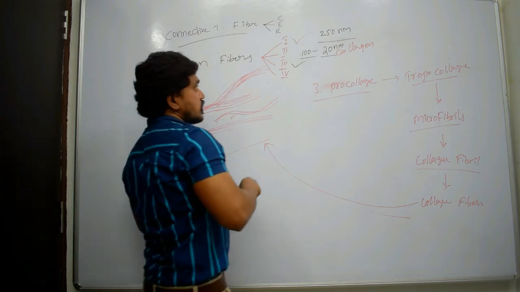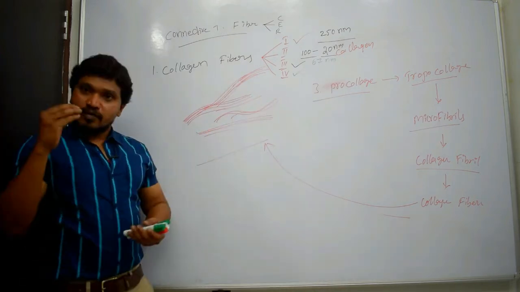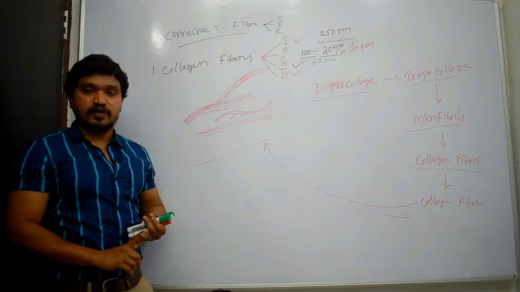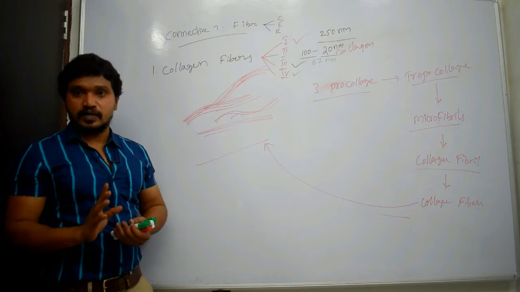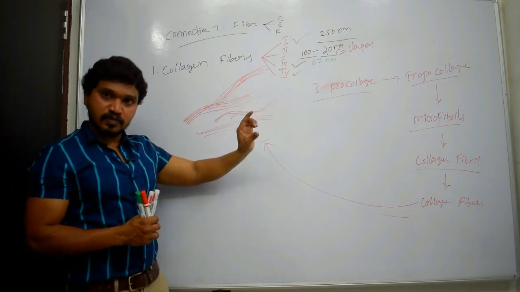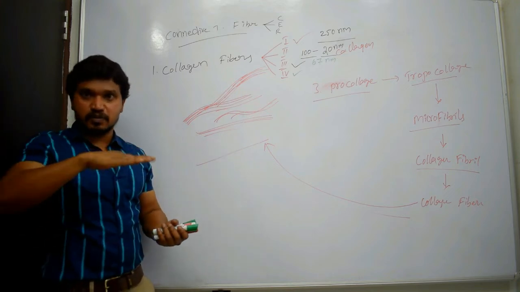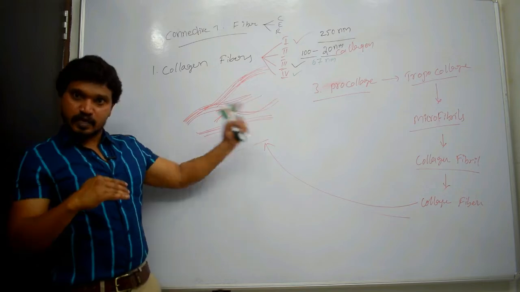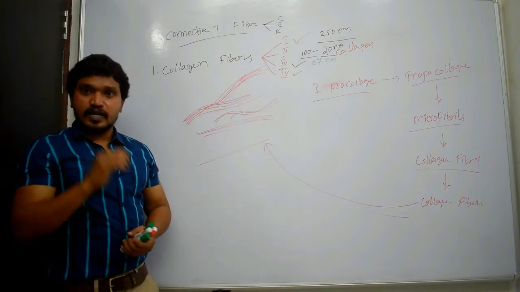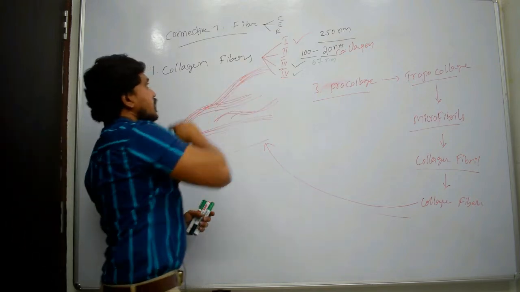Then we will discuss type 4 collagen fibers. These type 4 collagen fibers are very thin and are present within the basement membrane, the capsule of the lens, and the capsule of the kidney. We can see the basement membrane underneath the epithelium. There we can find type 4 collagen fibers, and we can find them in the capsule of the lens and in the capsule of the kidney. So these are the different types of collagen fibers.